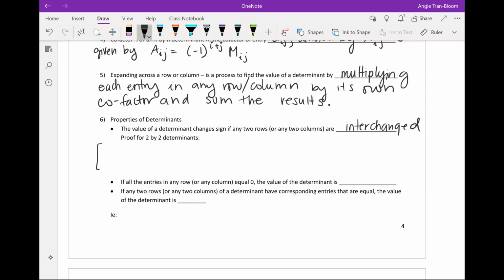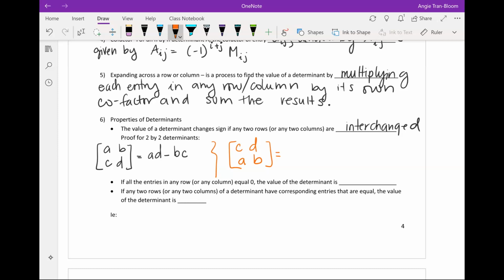So the value of a determinant changes sign if we switch any 2 rows or any 2 columns. The easiest and quickest determinant will be a 2 by 2, so we'll do A, B, C, D. How do we find the determinant of this? What's the formula? A times D minus C times B, or B times C. So that's the determinant. What if we switch 2 rows? I'll do C, D on the top and A, B on the bottom. Let's see if the signs switch.